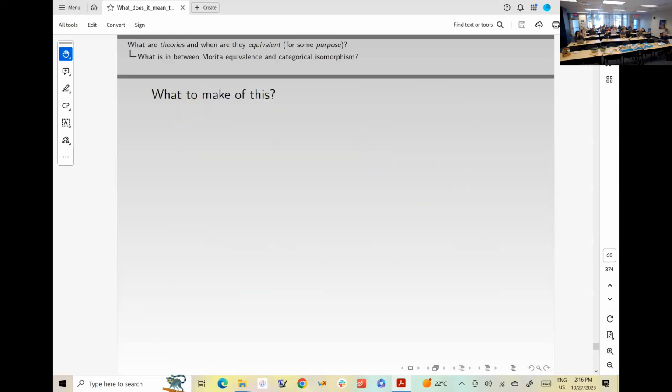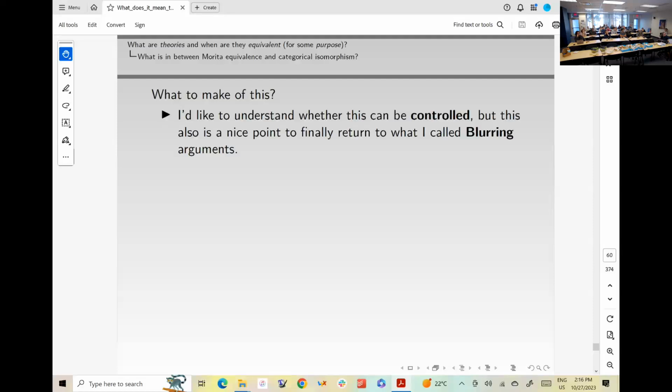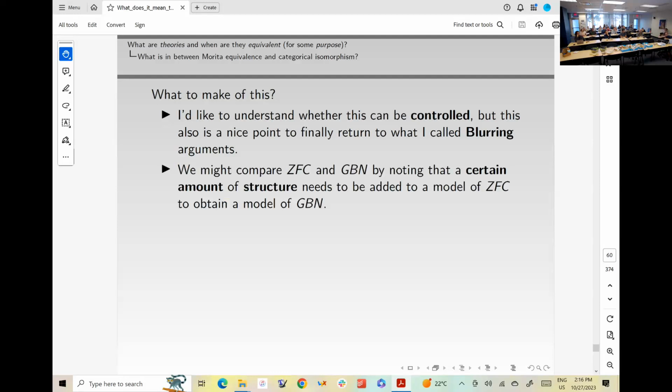Okay, so what to make of this? I'd like to understand whether this can be controlled. As promised, I'd like to now finally return to what I've called the blurring argument. So we might compare ZFC and GBN. Here we were not able to control the amount of structure that we were adding, but maybe we could think about ways of controlling the structure. So we know that we had a modest level of structure from ZFC to get a model of GBN. We add the definable subsets. And much more structure needs to be added to get to here. So how do we talk about the difference between this?